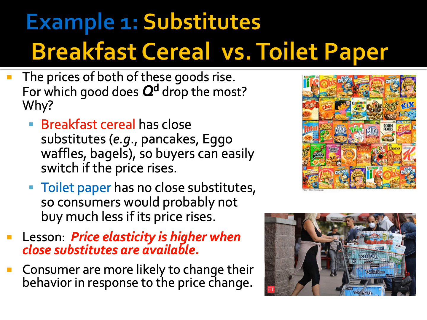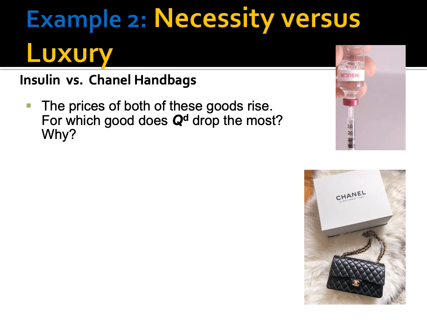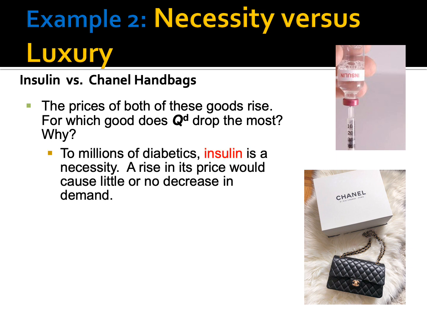So let's look at the second example. Example 2, necessities versus luxuries. So here we're going to compare insulin versus a Chanel handbag. Again, let's imagine a world where the prices of both of these goods rise, and we want to think about for which good does the quantity demanded drop the most and why. Okay, insulin. If you have diabetes, right, this is your lifesaver. This keeps you alive. So a rise in its price would cause little or no decrease in the quantity demanded for insulin.